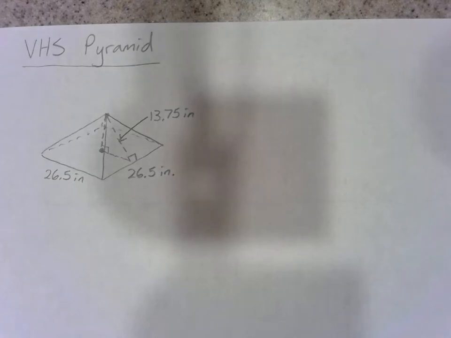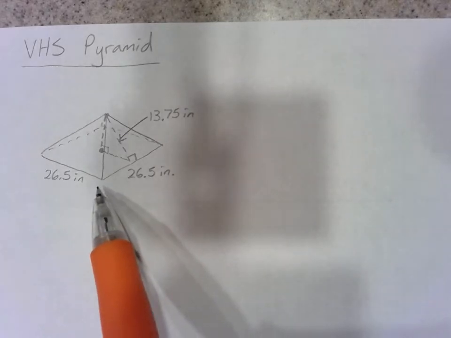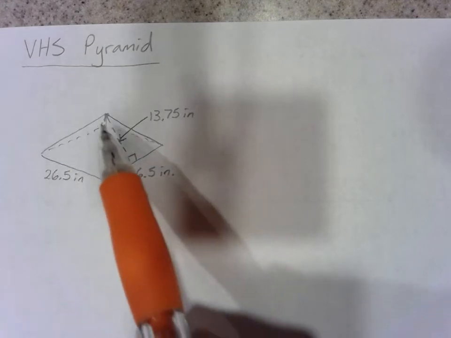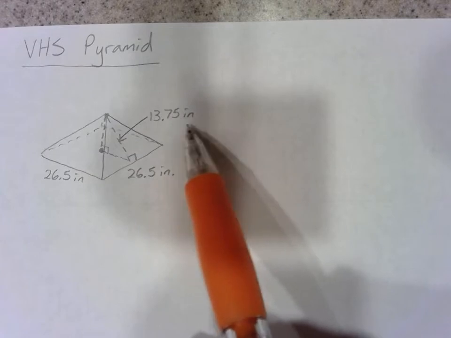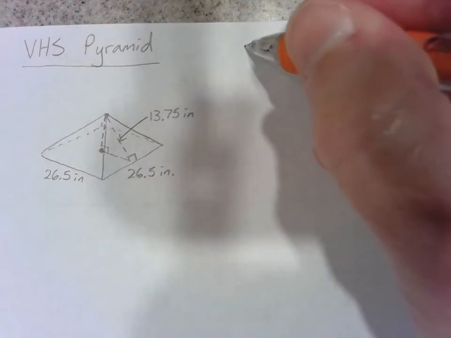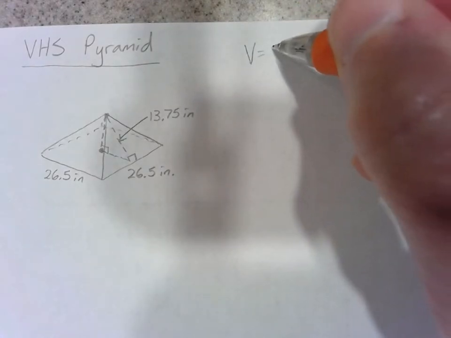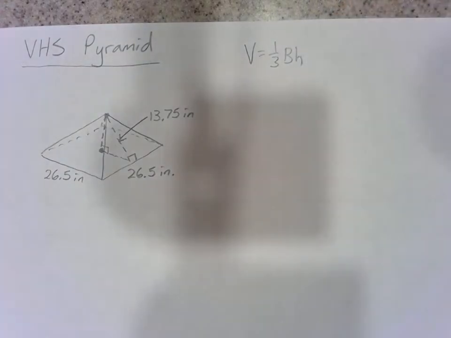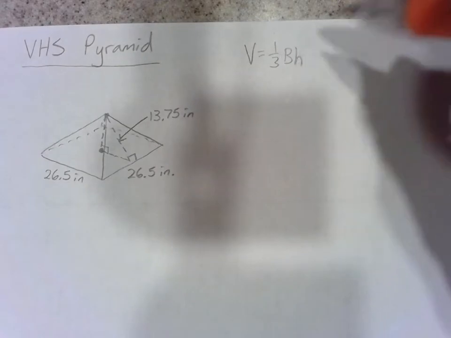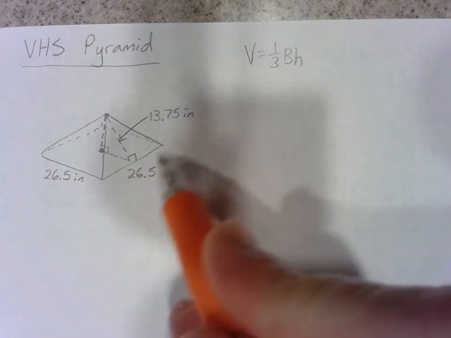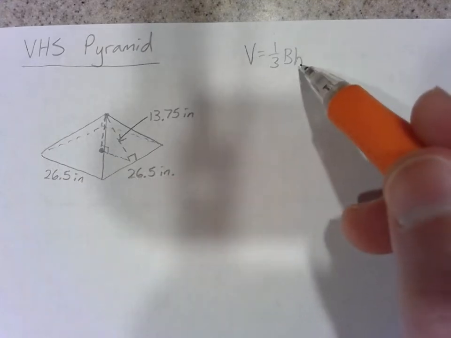So the square-based pyramid that was made out of the VHS tapes had sides that were 26.5 inches long to make the square at the bottom, and then the slant height was about 13.75 inches long, 13 3/4. Well, the formula for volume of a pyramid is 1/3 the area of the base times the height. So we can find the area of the base. That's a square, so it's 26.5 times 26.5, but we still need the height.